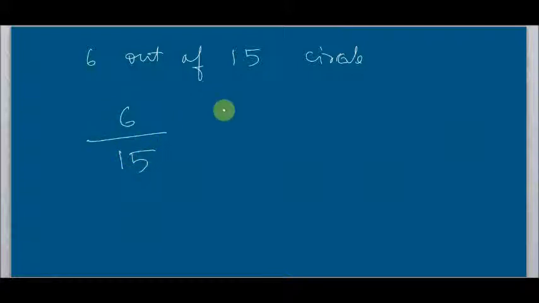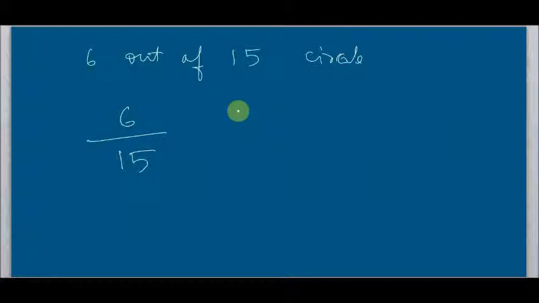If it is written that 6 out of 15, okay, 6 out of 15 circles, that is 6 circles out of 15 circles. You have to write the fraction for this. So it is very simple. You write 6 as the numerator and 15 as the denominator. I think it is clear.